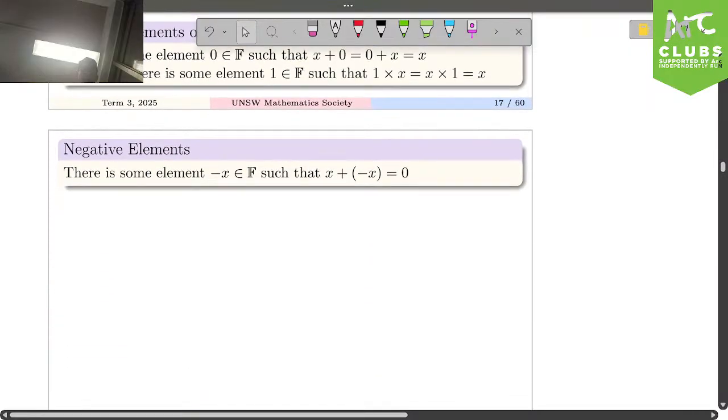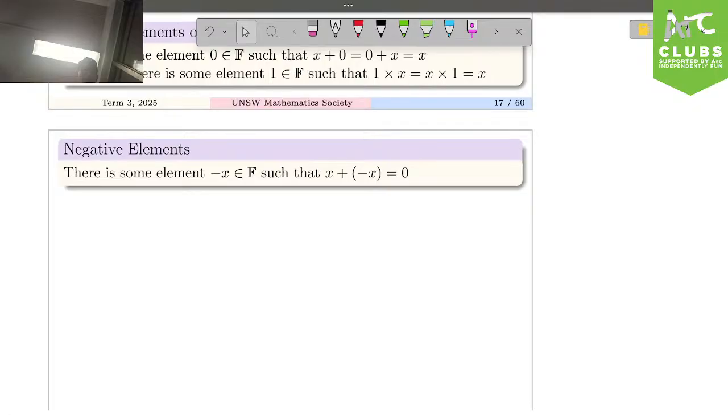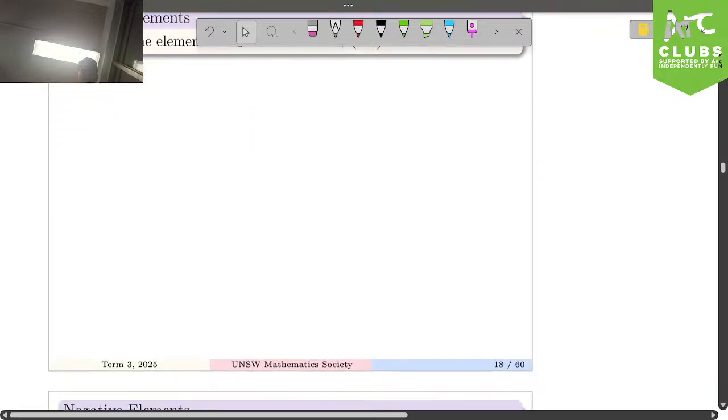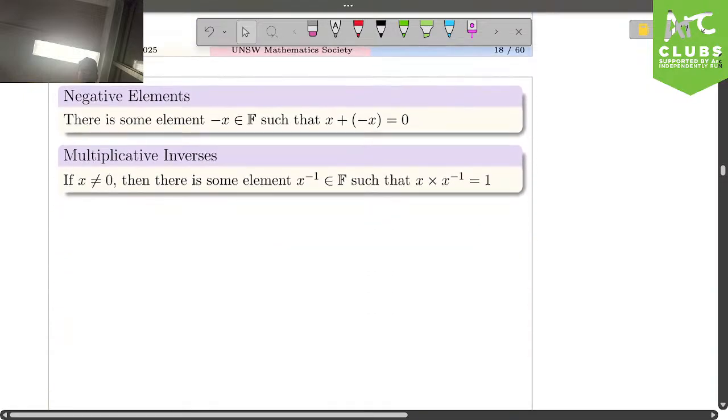There are also negative elements. That means that if I have an element in my field, let's say 3, then negative 3 is also in my field. I can add them and I can get 0. There are multiplicative inverses, right?